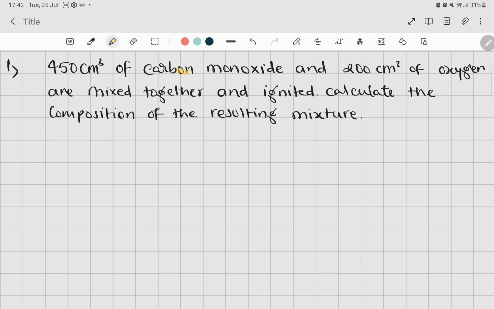In this question we can see that carbon monoxide and oxygen are mixed together and ignited. That means carbon monoxide is going to react with the oxygen to form carbon dioxide. So carbon monoxide plus oxygen will give you carbon dioxide. Now the second important thing is to see whether the reaction is balanced or not. Here we can see one carbon, but on the left 1 plus 2, 3 oxygens, while on the right we have only 2 oxygen.